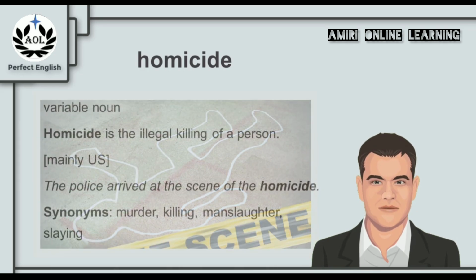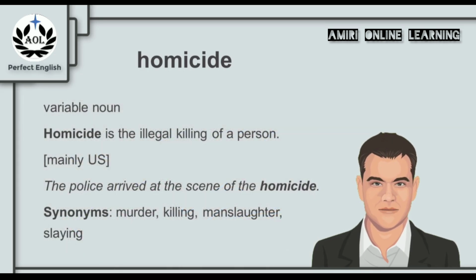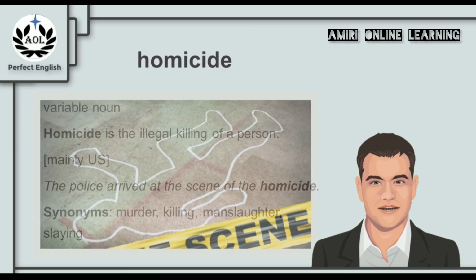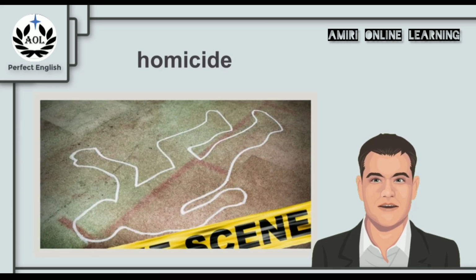Let's find out. Now, homicide is a variable noun. Homicide is the illegal killing of a person. And homicide is mainly used in American English. In British English, they usually use the word murder instead. For example, the police arrived at the scene of the homicide, the scene of the murder. And synonyms for homicide are the words murder, killing, manslaughter, and slaying. So the next time you remember this picture of a crime scene, remember the word homicide and what it means.